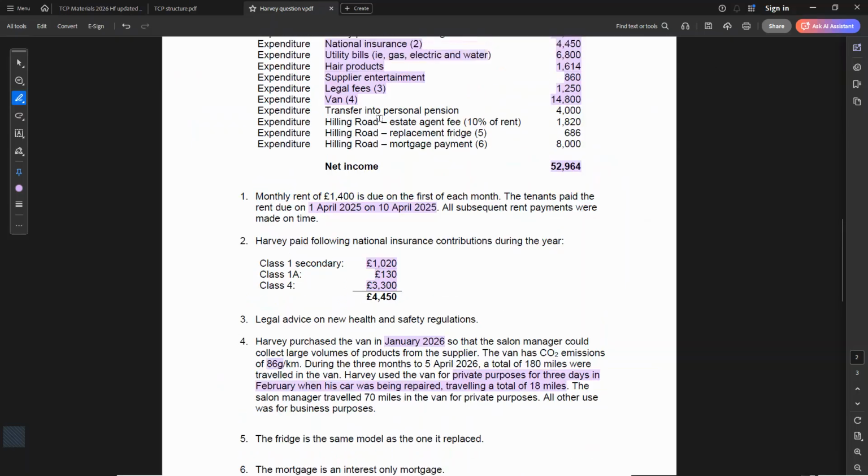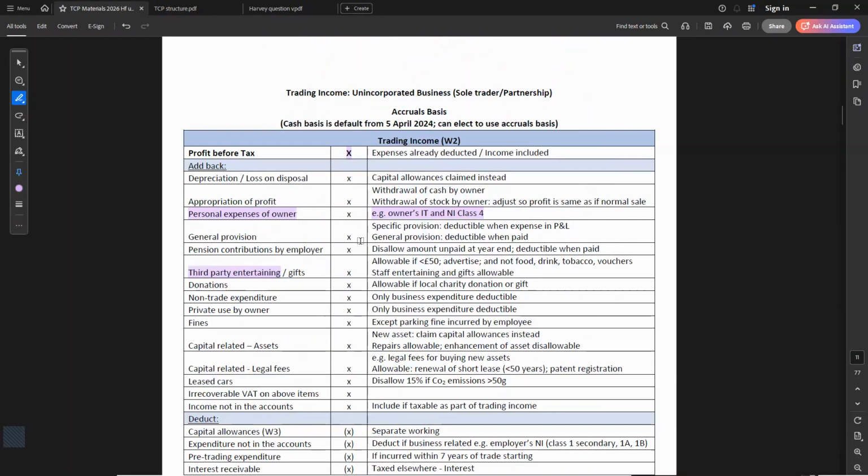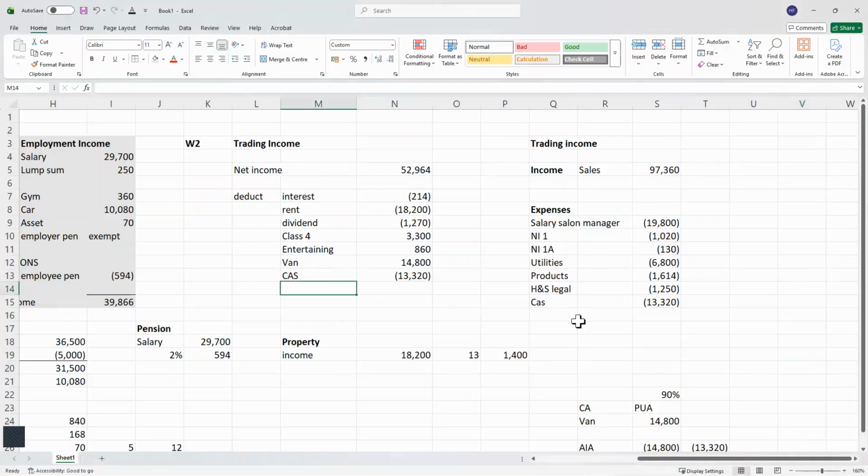So transfer into personal pension, £4,000. So this is appropriation of profit for Harvey. We know that any appropriation of profit is not tax deductible for trading income. As this is withdrawal of profit from the business, it doesn't matter what Harvey has then gone on to do with it. The pension contribution will be treated separately, but we know we're going to need to add this back here. £4,000, as this was deducted in arriving at the net income. So we add back the £4,000.